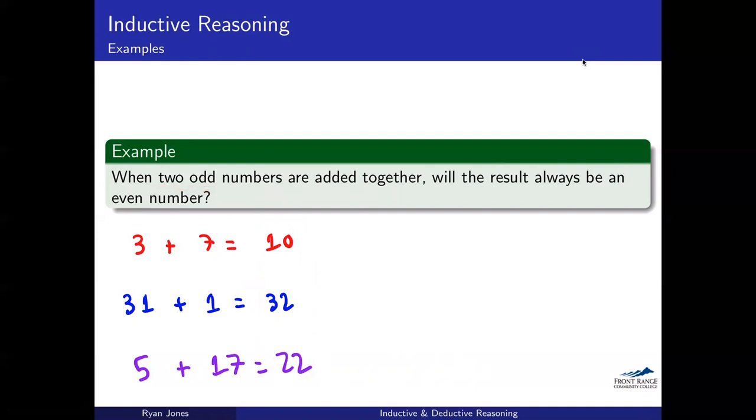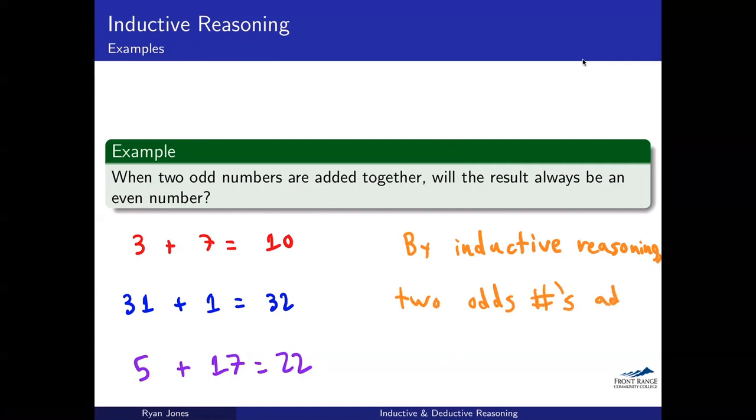And what we'd say here is by inductive reasoning, so using this sort of idea of inductive reasoning, two odd numbers added gives us an even number. Now, we're using inductive reasoning here.